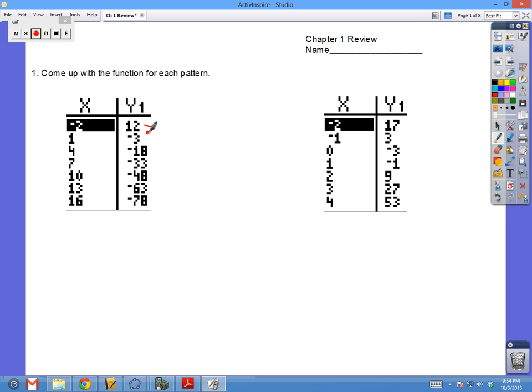So 12 to -3, that is going down 15. -3 to -18, that's going down 15, and it looks like it's going to be linear. So from each number to the next, it goes down 15. Now that is your first hint that it's going to be linear. It's going to change at the same rate, but the question is, is it going down 15 every single time?